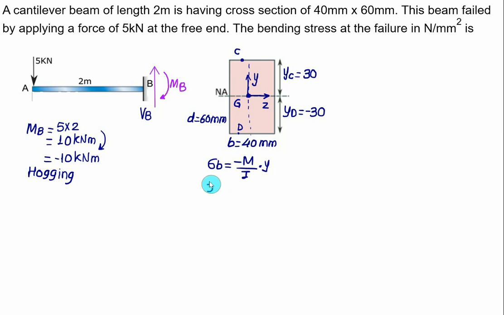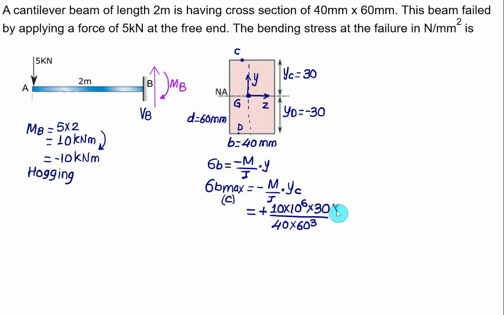So we have sigma B maximum at point C equal to minus M divided by I multiplied by Yc. The same compressive stress is produced at point D also. So we'll calculate here one value, that is minus of M. Minus minus become plus. The value of M is equal to 10 into 10 to the power 6. The value of Yc is equal to positive 30 divided by bd cube by 12. This time we have width equal to 40 and depth equal to 60, so we have 60 cube.